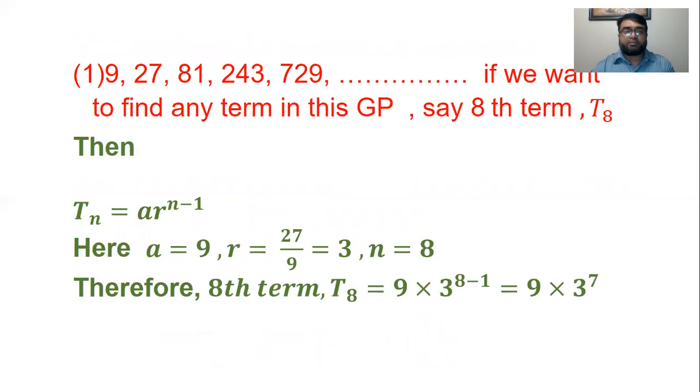Okay. So if we see example 1 again, if we want to find the 8th term, we can denote it as T8. Since a is the first term, which is 9, and r is the common ratio 3, if we plug these values into the formula Tn equals a into r to the power n minus 1, then we can write T8 is equal to 9 into 3 to the power 8 minus 1. So it is giving us the 8th term, which is 9 times 3 to the power 7. And we can simplify this by using a calculator. All right, so this is just an application of the formula.